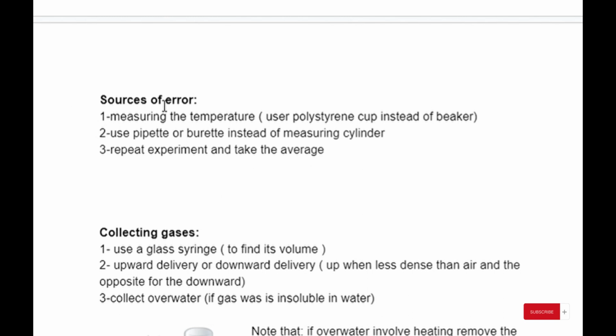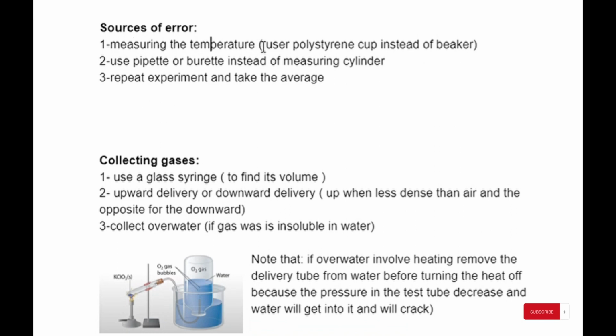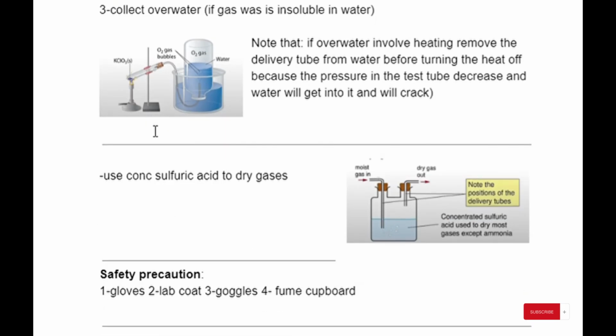Now, source of error is usually measuring the temperature. Use polystyrene instead of a beaker to prevent heat loss. Secondly, you can use a pipette or a burette instead of a measuring cylinder for accuracy, because a measuring cylinder is not as accurate as a pipette or burette. And lastly, repeat the experiment and take the average. Now, this one can be in most questions, but you need to make sure that repetition hasn't been mentioned in the experiment. I guess we're close to the end.